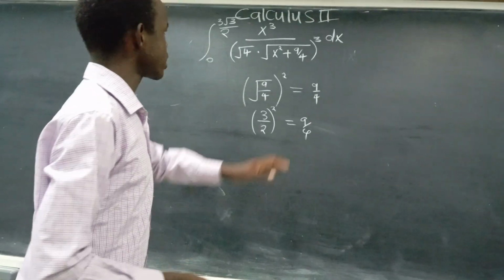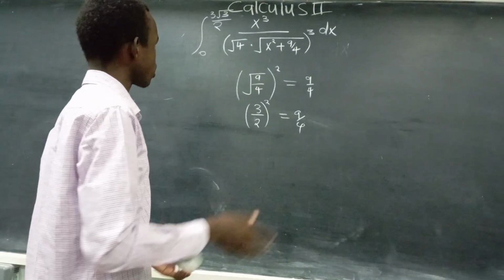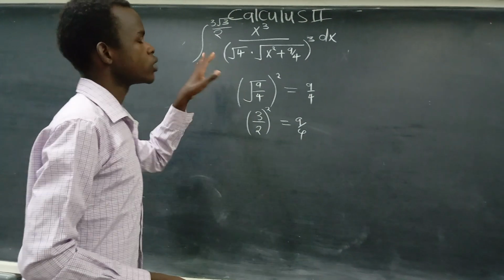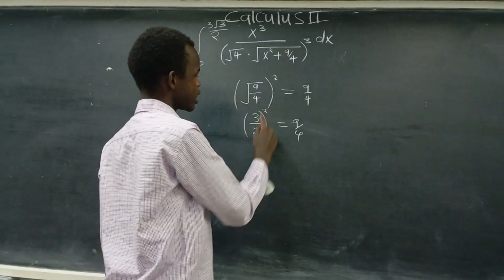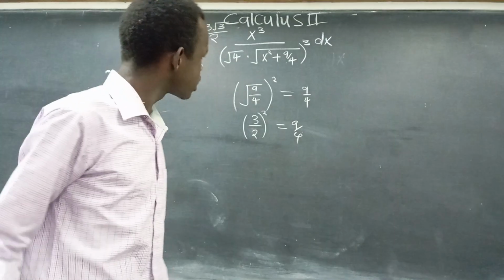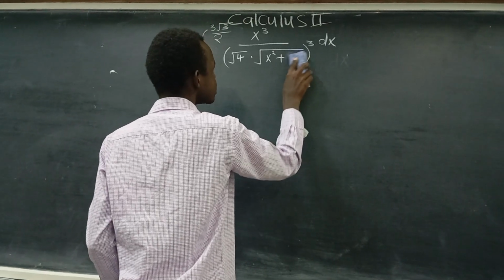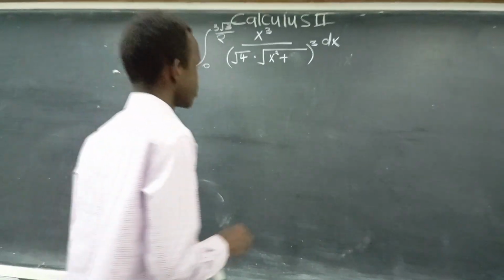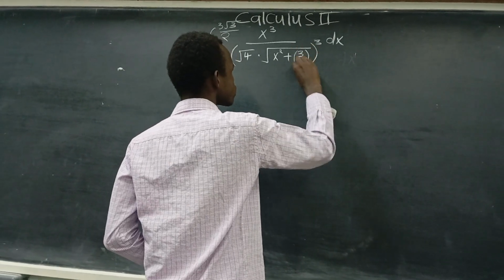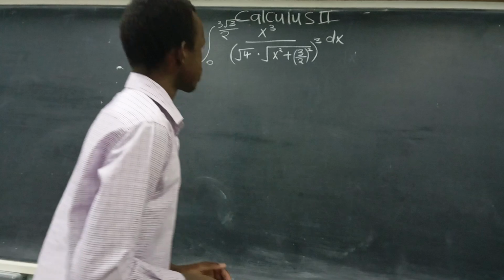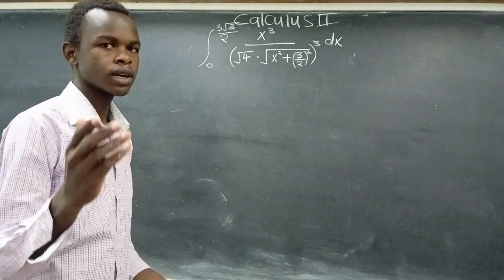So I'm trying to manipulate the integral to resemble the formula of integration using trigonometric substitution. Instead of writing 9 over 4, I'll write 3 over 2 squared, right? So from there, I'll write inside 3 over 2 squared, remember? So as you can see, now the integral shows trigonometric substitution, by now, the tan.